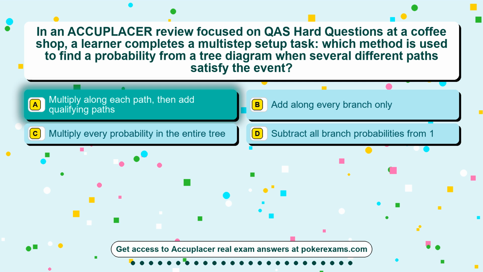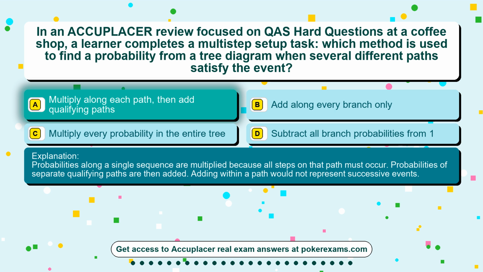The correct answer is option A, multiply along each path, then add qualifying paths. Probabilities along a single sequence are multiplied because all steps on that path must occur. Probabilities of separate qualifying paths are then added. Adding within a path would not represent successive events.